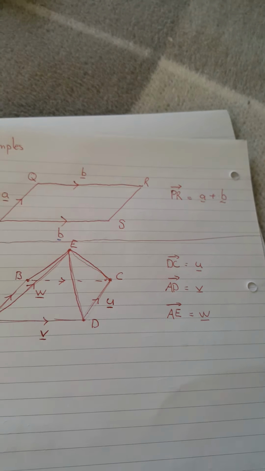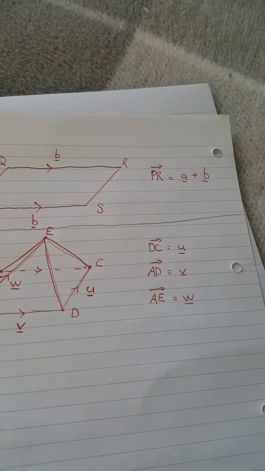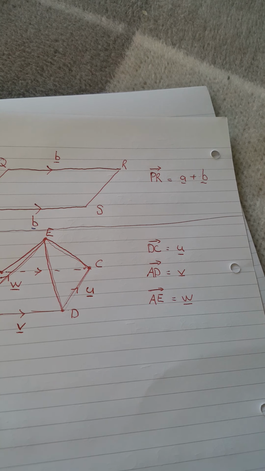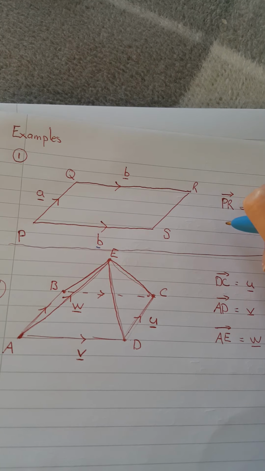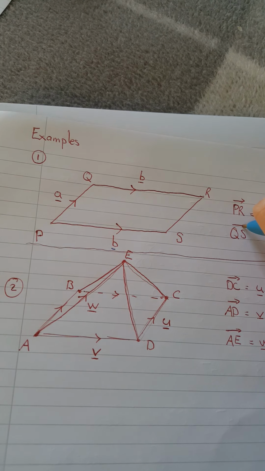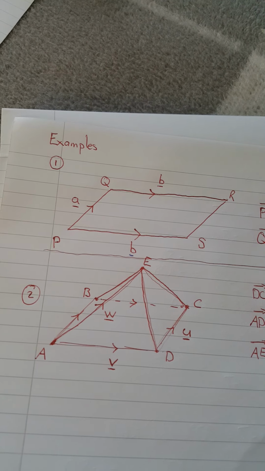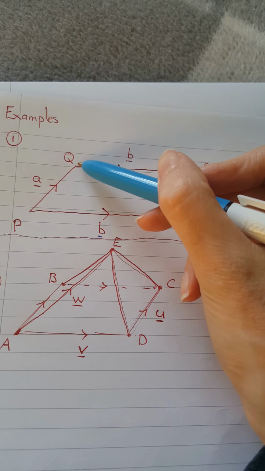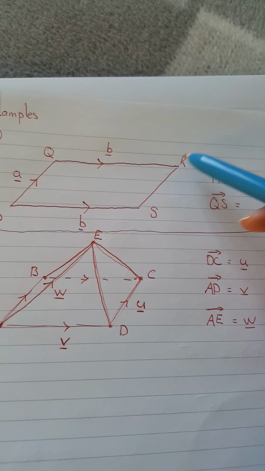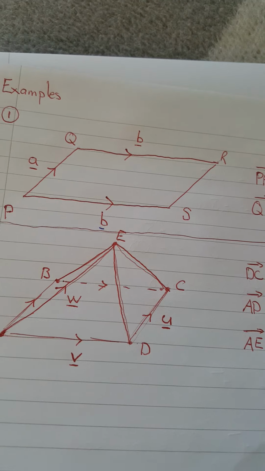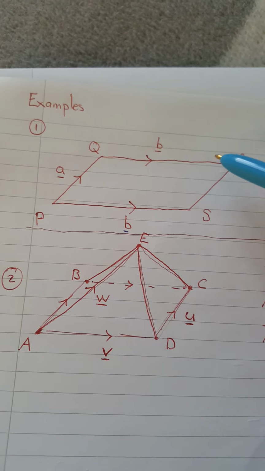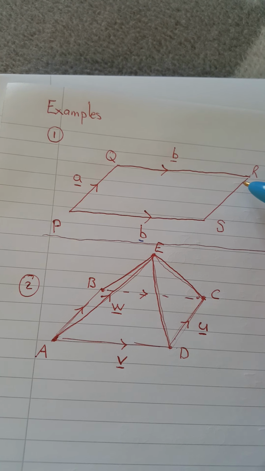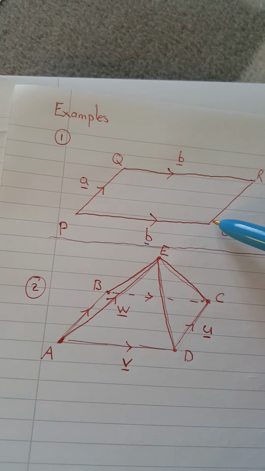Now, if I want to get the vector QS this time, the vector QS, I want to go from Q to S. This time I can start at Q and go along b, so I can put b down. But this time I'm not going from S to R, so it's not the vector a. I'm going from R to S.